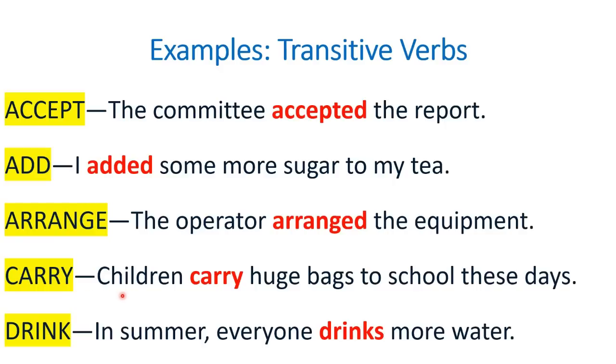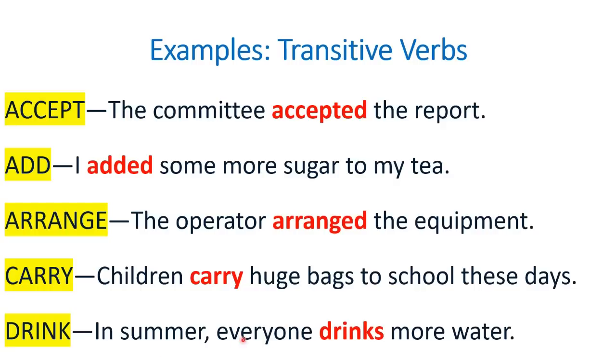Next is carry. Children carry huge bags to school these days. Now children is the subject, carry the verb, huge bags the object. If you want to say school, which is another object, you need a preposition. So children carry huge bags is complete in itself because a transitive verb needs an object immediately after it.